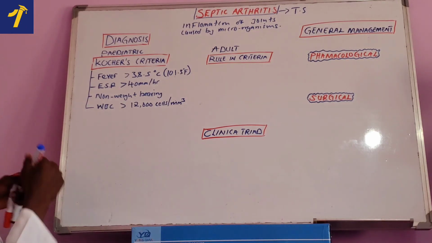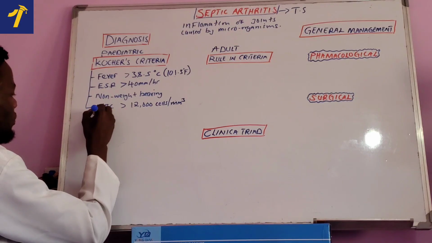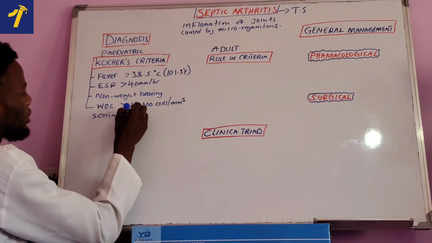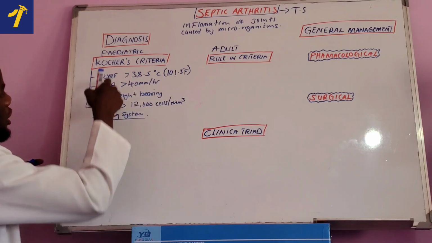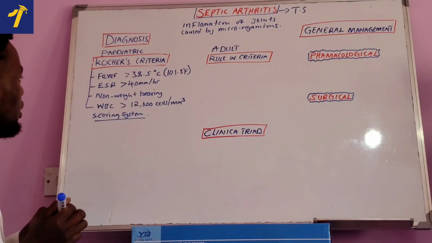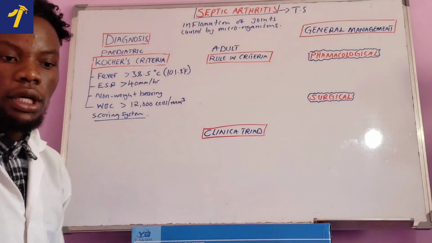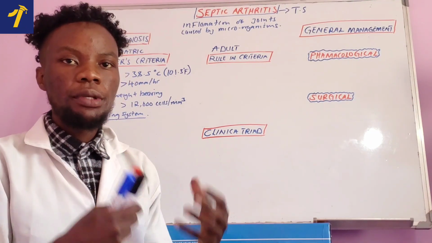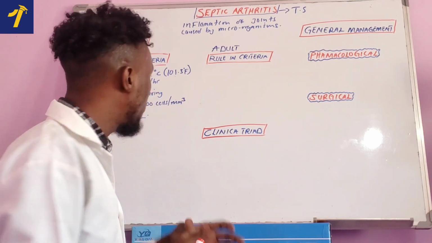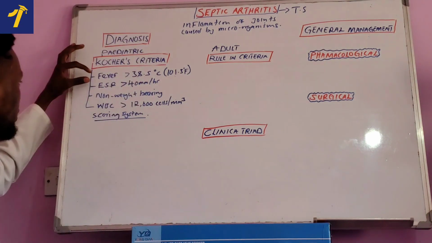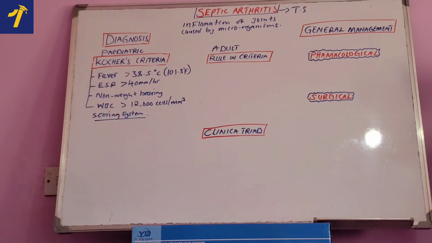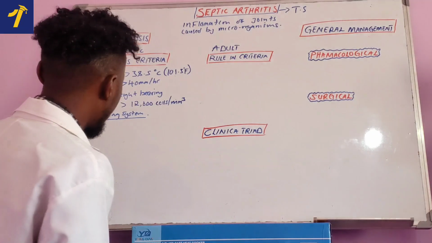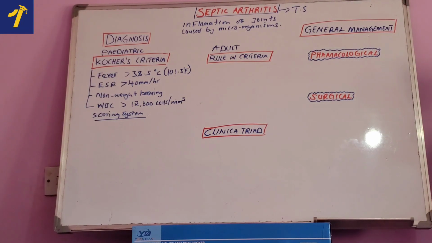Now, there is a scoring system that we use, okay? We need to use these factors so that you can at least know the probability of septic arthritis. So you can use these factors. If someone is having one factor out of these, what is the probability of suspicion of septic arthritis? So then we're going to use this scoring system.